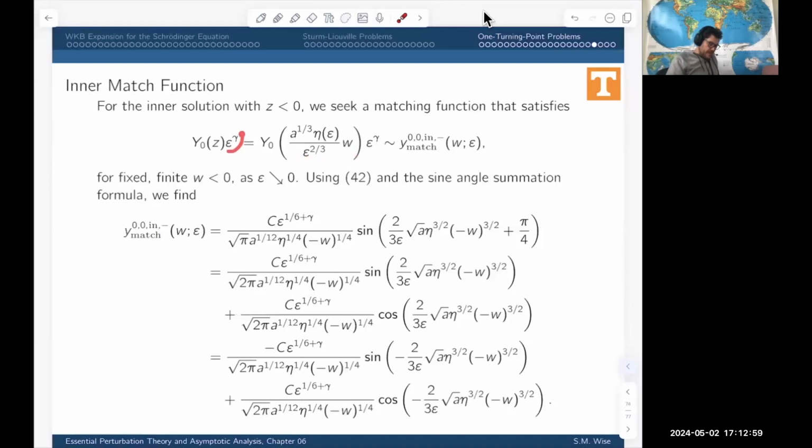Of course, I have to tag along epsilon to the gamma, but now I know that gamma is equal to minus 1/6. Already fixed that. And I'm looking for a matching function called y00 in negative, only in terms of W and epsilon, which is asymptotic to that. And I know what the asymptotic formulas are from my list earlier.